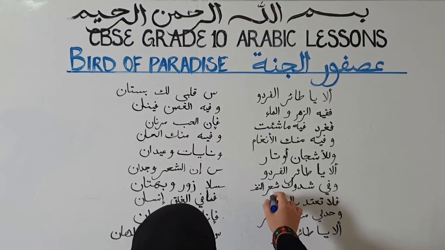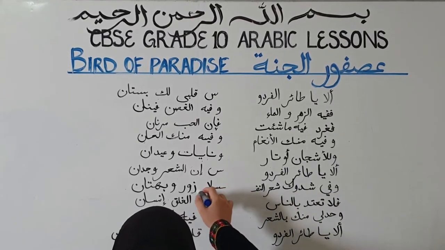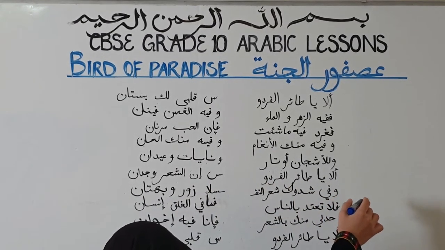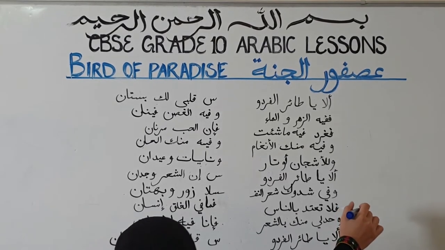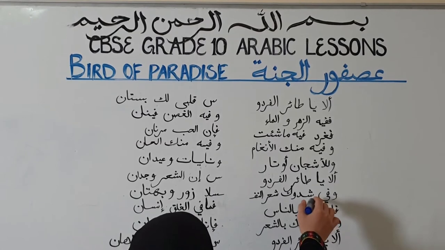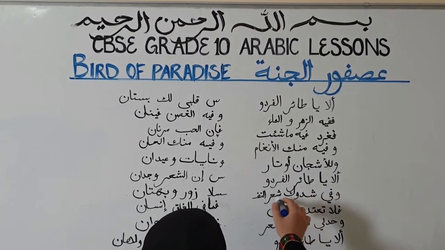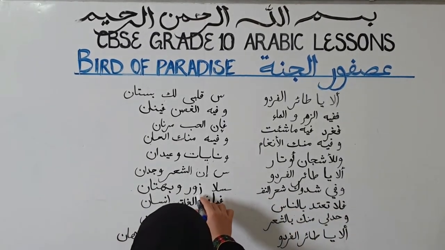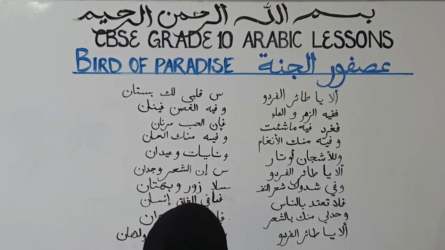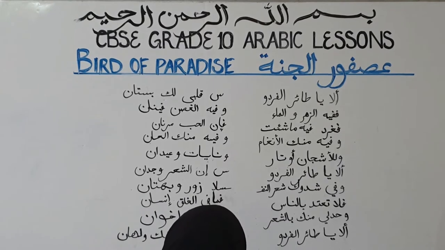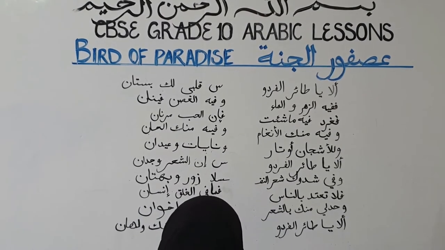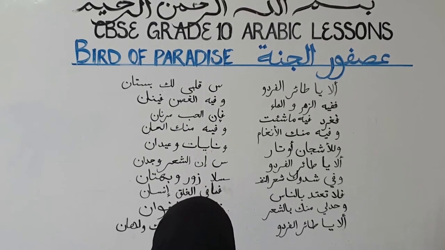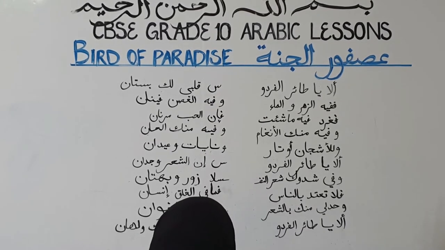وفي شدوك شعر نفسي لا زور ولا بهتان. O bird, your song will be felt like the poem of the heart. There are no lies and false accusations in it. وفي, and in شدوك, your song, شعر النفس, there is a poem of the soul, لا زور, there are no lies, ولا بهتان, and false accusations. So he is saying that the poem, which is a deep emotion, will have no lies and no false accusations. That is because it's just the deep feelings of a person.